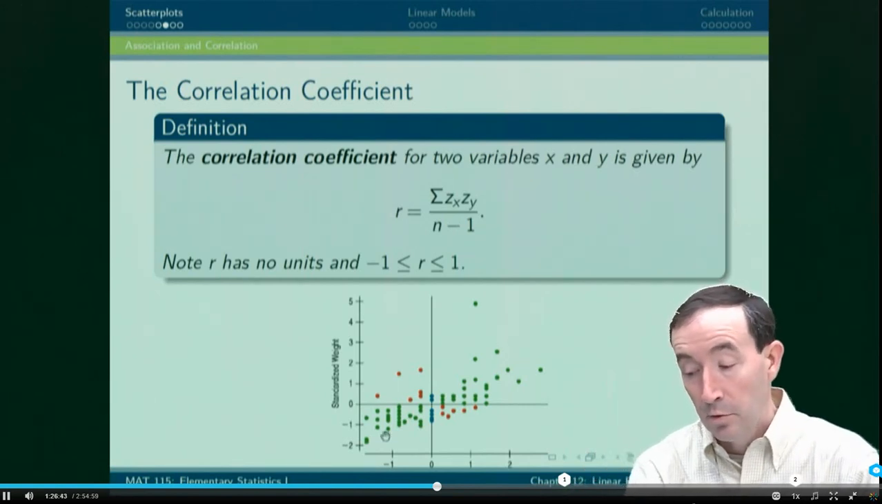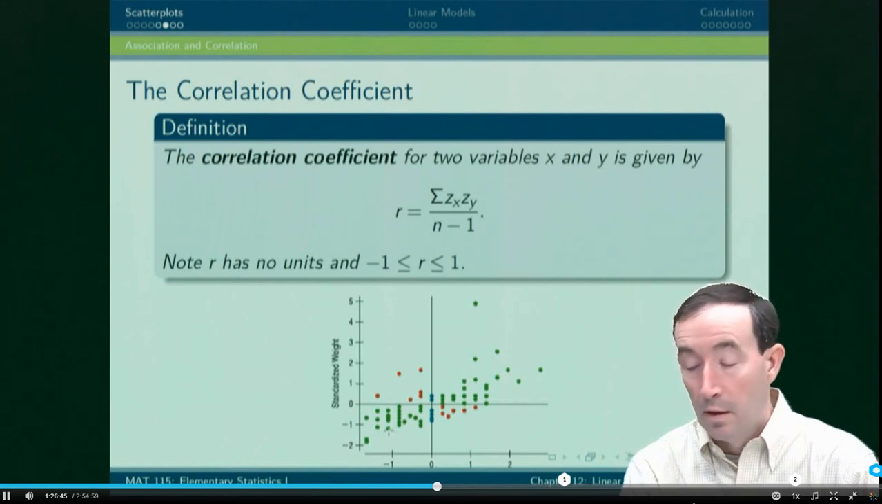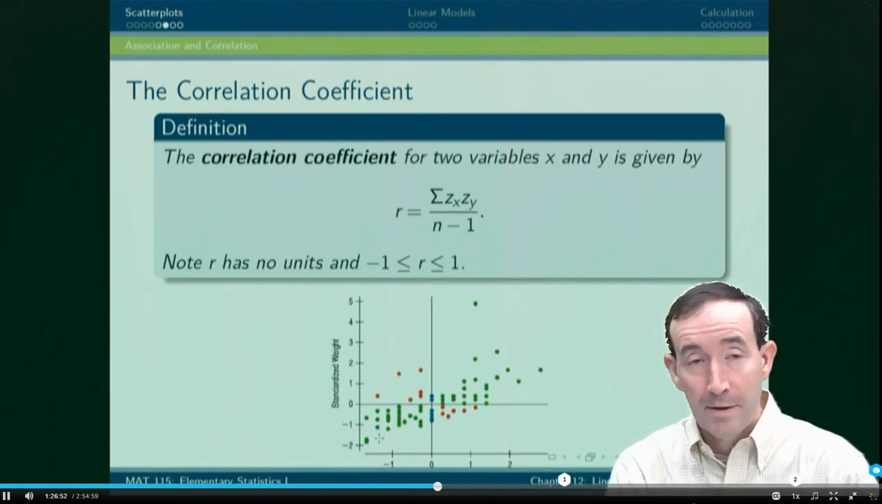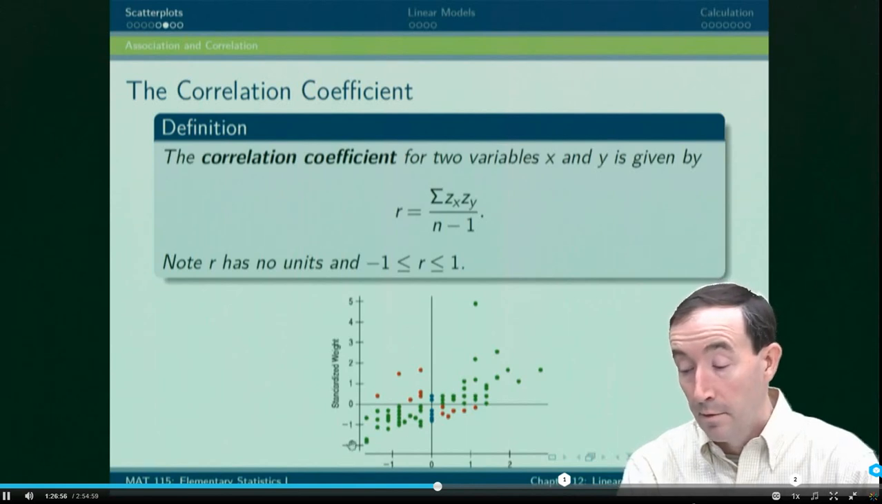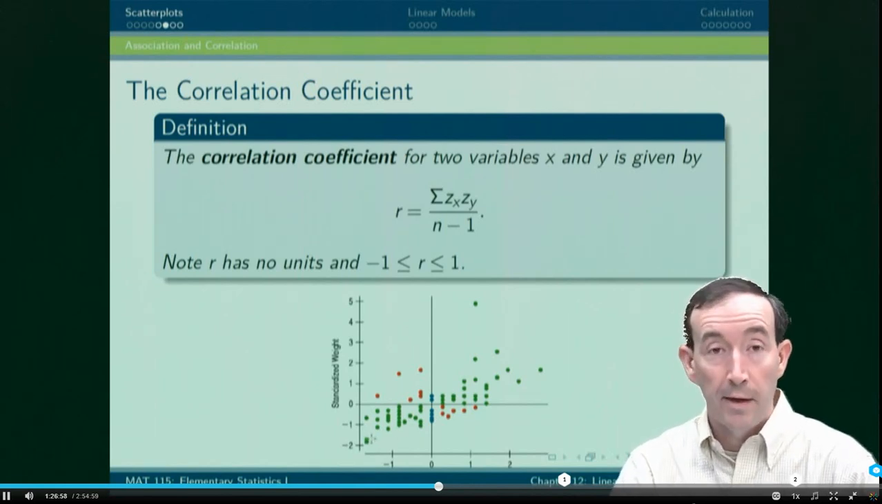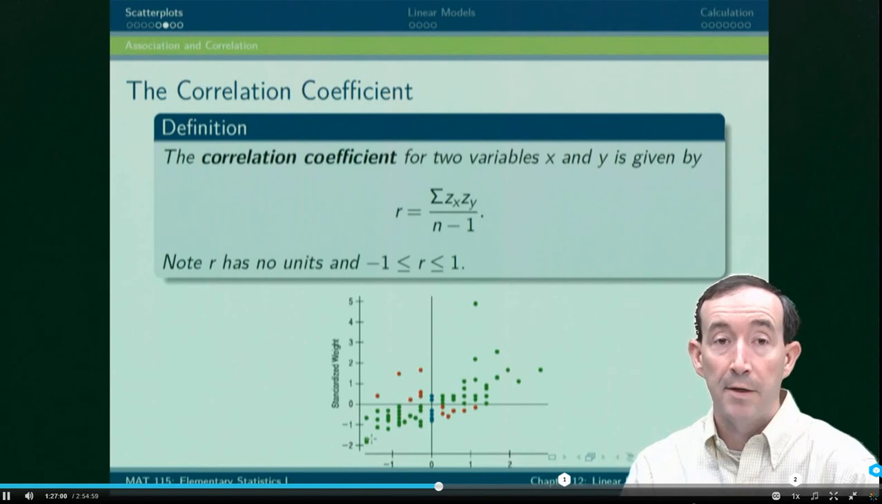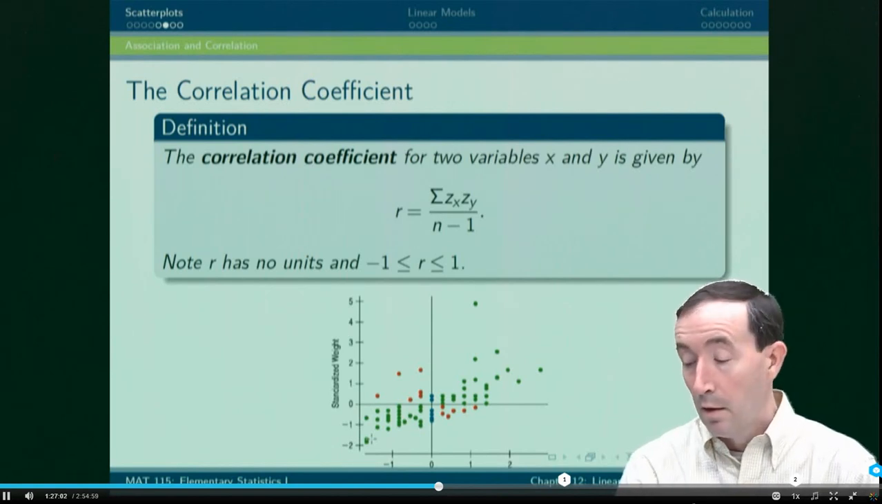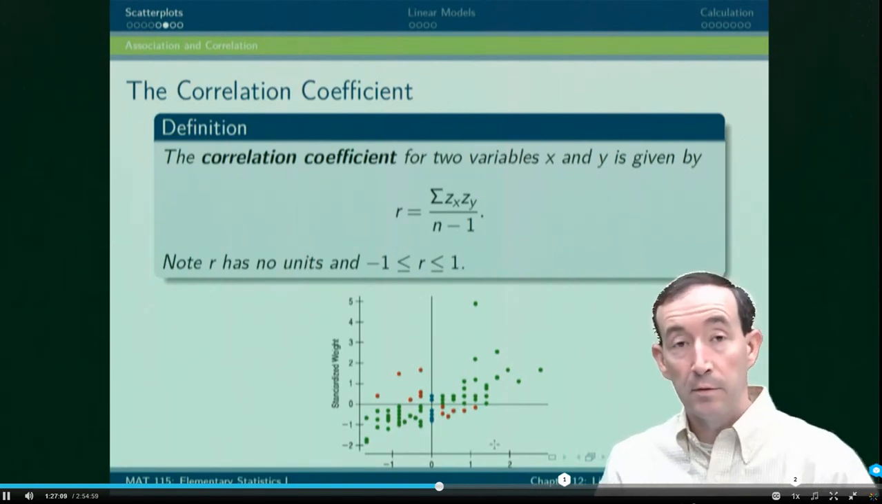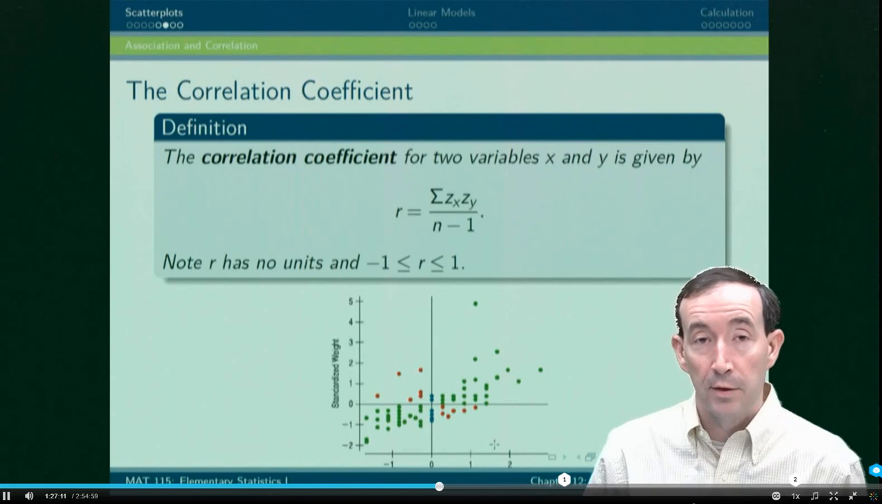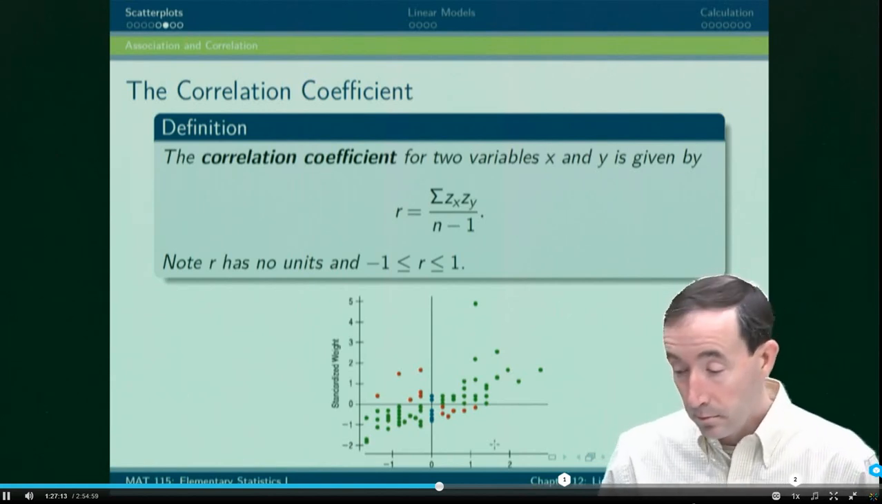The same thing is true for points in this region. Right? I have negative values for my x standardized form and negative values for my y standardized form, and when I multiply two negative signs, I get a positive number. So these will also contribute to a positive trend, a positive value for r. On the other hand, points in this region and points in this region will result in a product that is negative, and so they will point towards a negative trend line, a negative correlation.